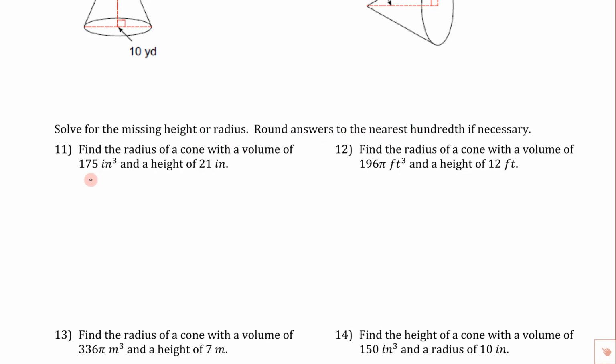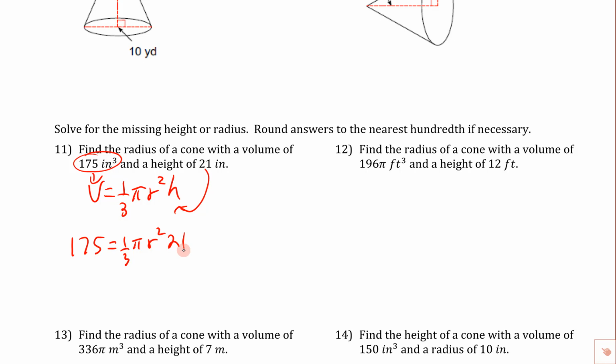So let's take a look at this one right here. It says find the radius of a cone with a volume of 175 cubic inches and a height of 21 inches. So the formula is V equals 1/3 pi r squared h. So we got all of those things. This is the volume. That's going to go right here. And this is the height. That's going to go right there. So this is 175. This is 1/3 pi, and then we've got r squared. We don't have that, but we do have the height. Okay, so this is going to be 21.